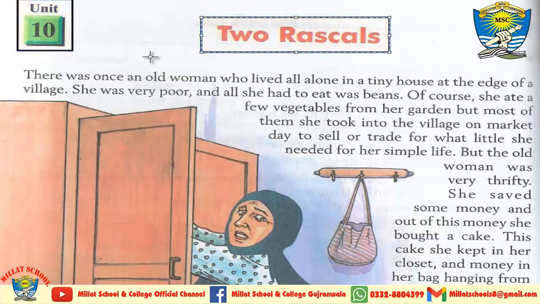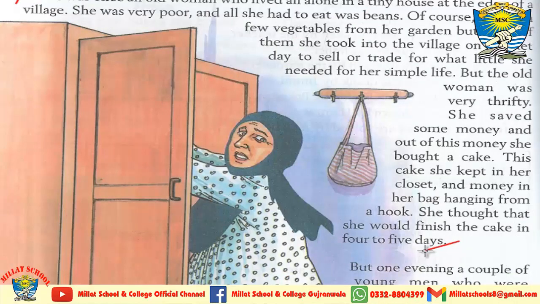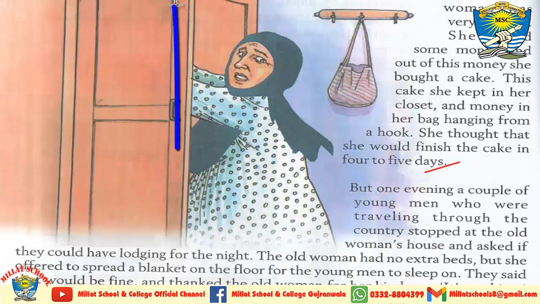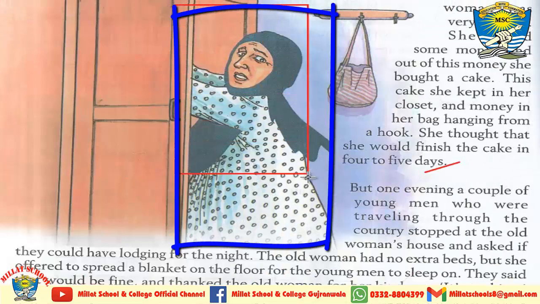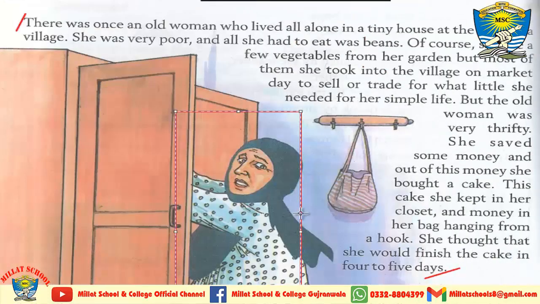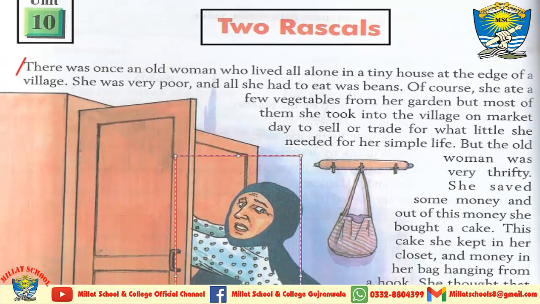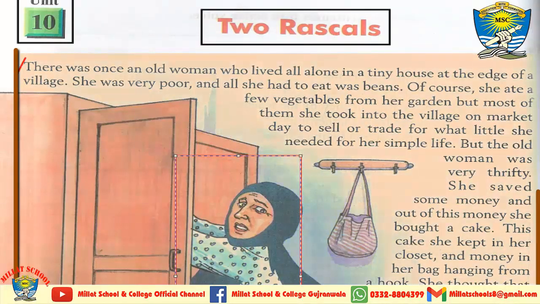Very good. Students, our today's passage starts from here and ends over there. Before we start our comprehensive reading, can you see the picture given below? As you can see, there is a woman in the picture. So it means that this topic is related to two rascals and a woman. Clear? Students, let's start our comprehensive reading.